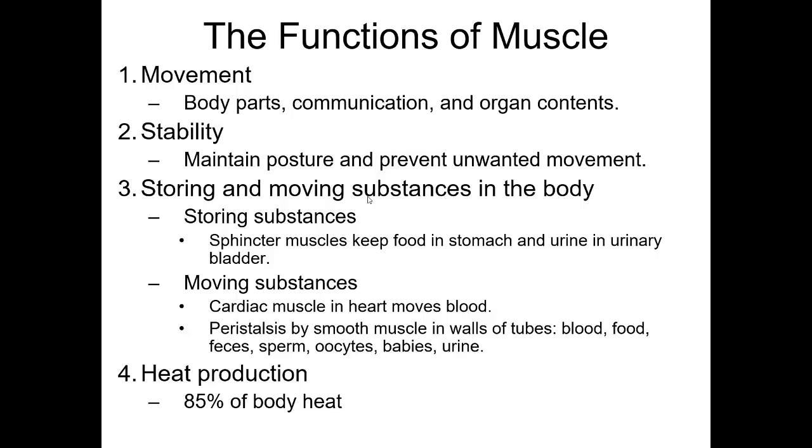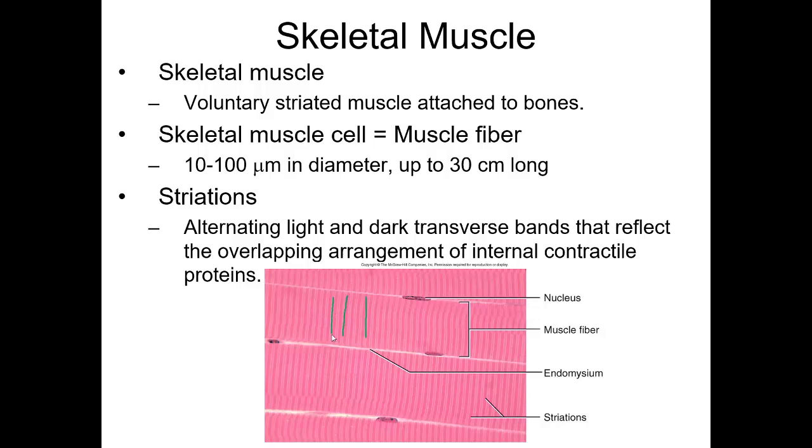So here's the light micrograph of skeletal muscles, and you can see the stripes, or the striations, extremely clearly in this light micrograph. They are voluntary muscles, they are striated, and they are attached to bones. Anytime we talk about skeletal muscle cells, they are referred to as muscle fibers, and they can be extremely long. They're about 10 to 100 micrometers in diameter and about 30 centimeters long. So they can be extremely long cells and therefore are called muscle fibers. And these stripes come from different contractile proteins. We're going to see what those contractile proteins are in just a minute.